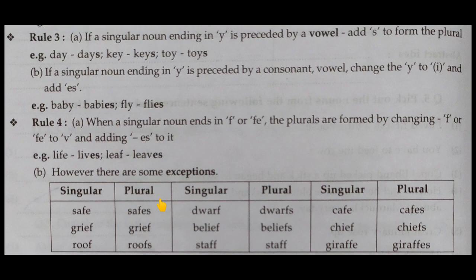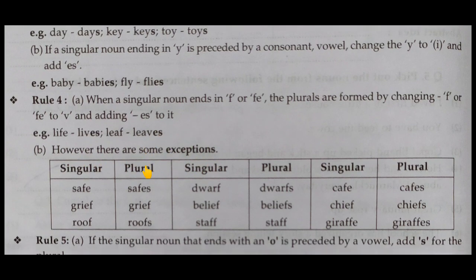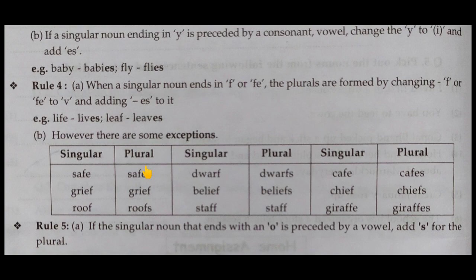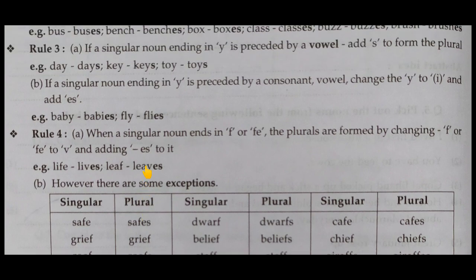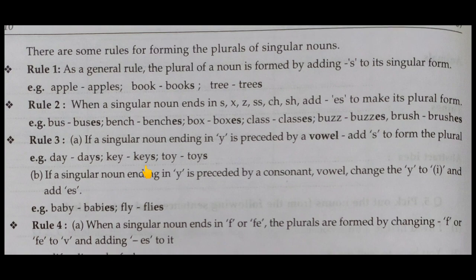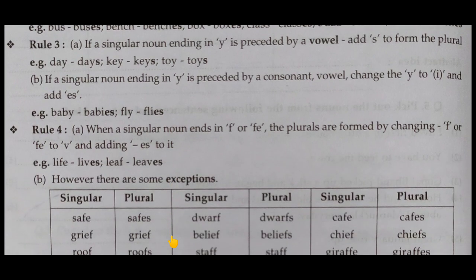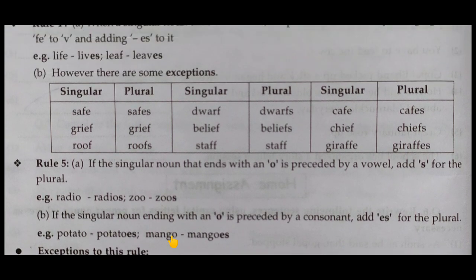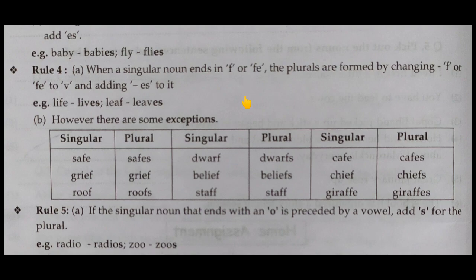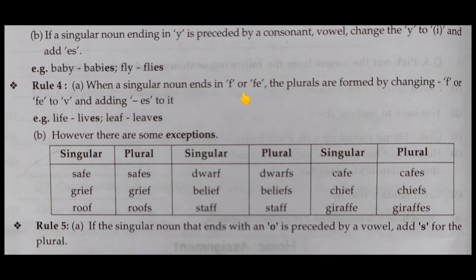But there are some exceptions, which you have to just remember. Till now we have learned four rules about converting a singular noun to a plural noun. But there are some exceptions where these rules don't apply. So we will see those exceptions. Which are they?